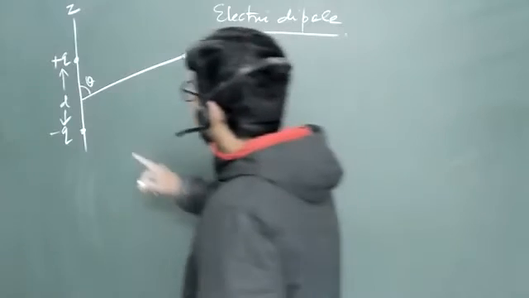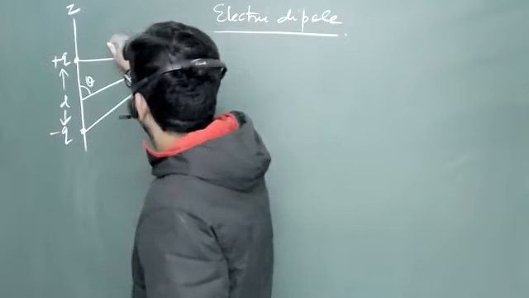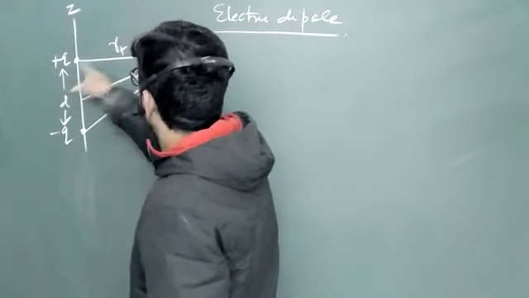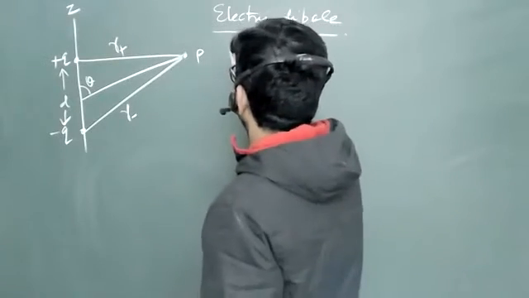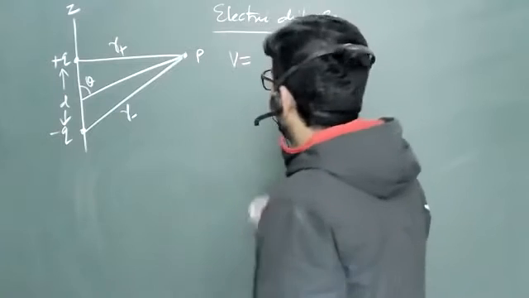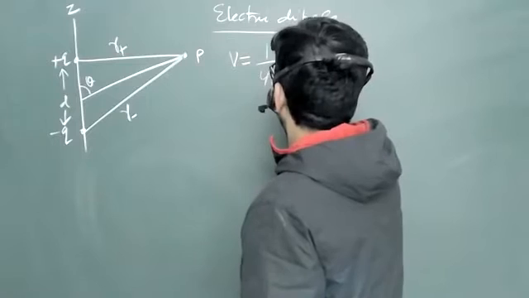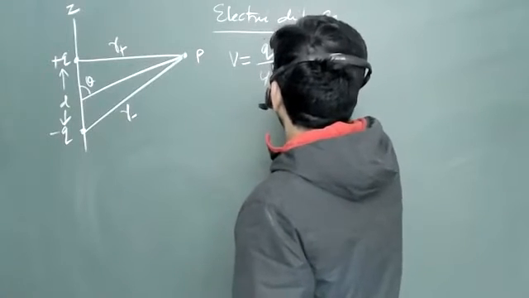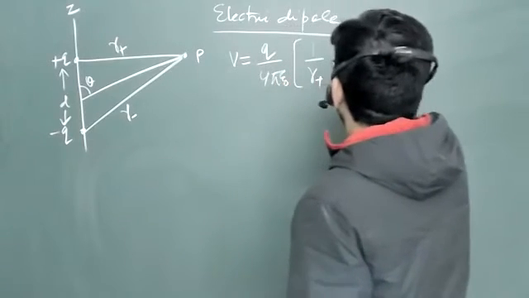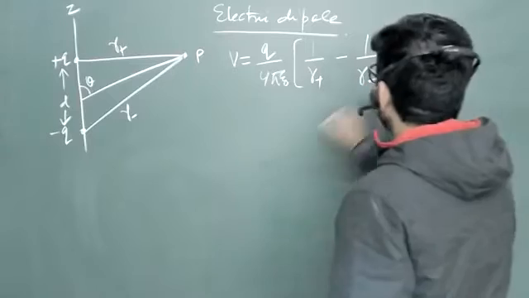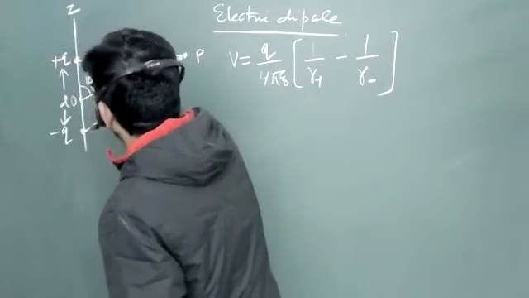Now, because of this charge, there will be a potential here. Because of this charge, there will be potential here. Let me call this distance R plus, and this distance R minus. And you know what will be the potential. This is so simple. V will be equal to 1 over 4 pi epsilon naught, Q minus and plus, 1 over R plus minus 1 over R minus. Okay, this will be the potential, and this is the center of the dipole, and this is R.